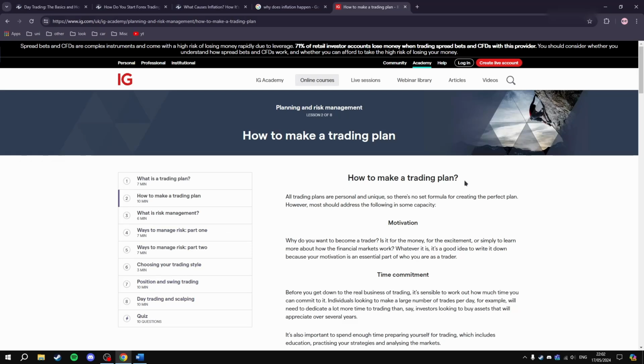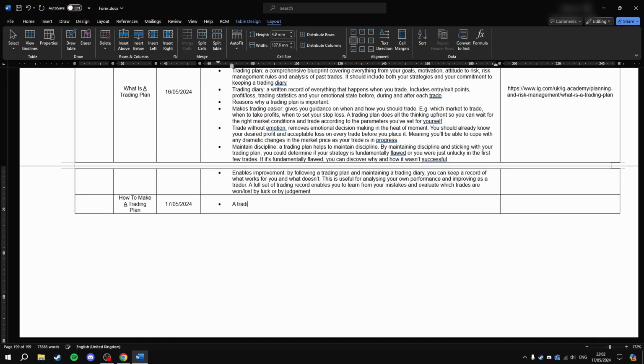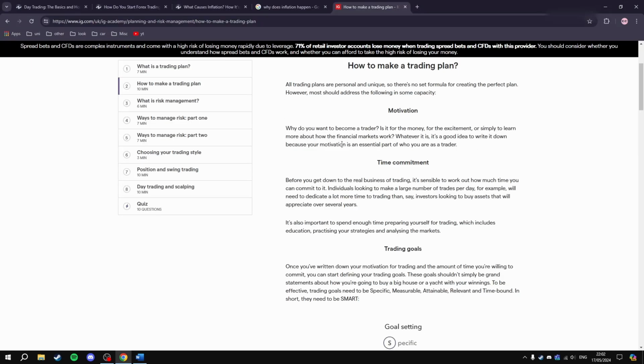All trading plans are personal and unique, so there's no set formula for creating the perfect plan for you. However, most should address the following in some capacity. So a trading plan should address the following.